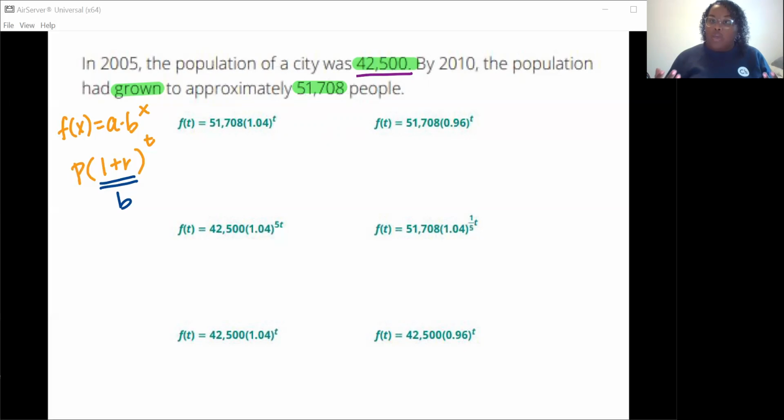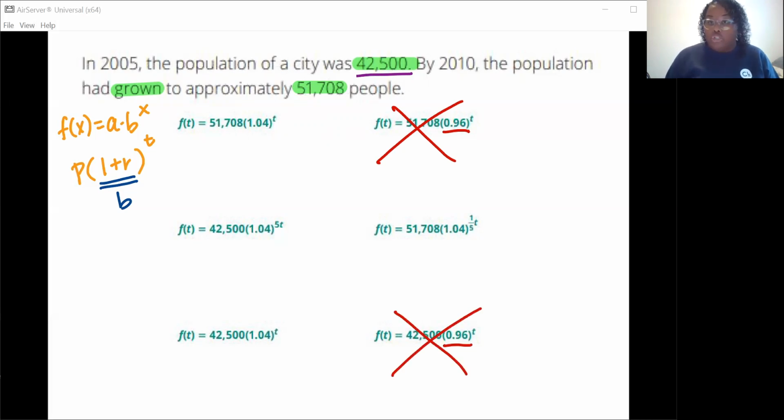So just knowing that information, that the b value has to be greater than 1, there are some answer choices here that I can certainly eliminate. For example, here we have a b value of 0.96 because that's less than 1, that represents decay. There's no way that can be the answer. For the same reason, for this option here, there's no way that can be our answer either.